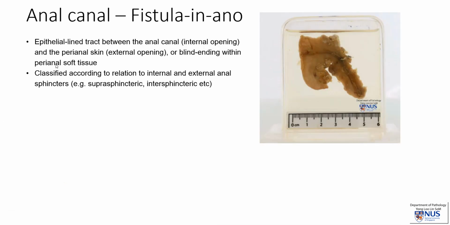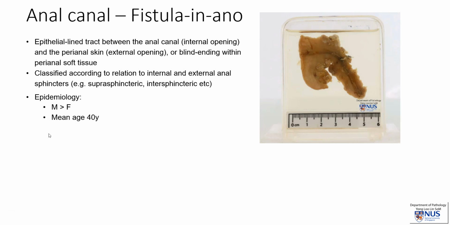Fistula-in-ano is an epithelial-lined tract, and this runs between the internal opening of the anal canal, the mucosa, to the perianal skin, where there is the external opening. And this is what we saw in this case. Sometimes the tract is more like a sinus tract, where it is blind ending within the perianal soft tissue. Fistula-in-ano is classified according to the relation to the internal and external sphincters. So, for example, they can be suprasphincteric, intersphincteric, etc.